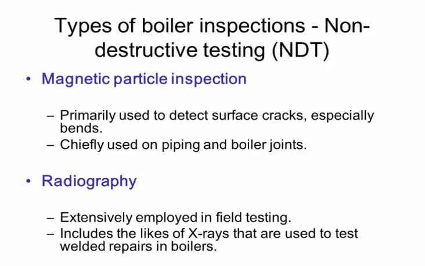Magnetic particle inspection is primarily used to detect surface cracks, especially bends, and is chiefly used on piping and boiler joints. Radiography, extensively employed in field testing, including X-rays, is used to test welded repairs in boilers. Okay, and usually with a boiler, you will have a 100% inspection. So that means everything gets tested.